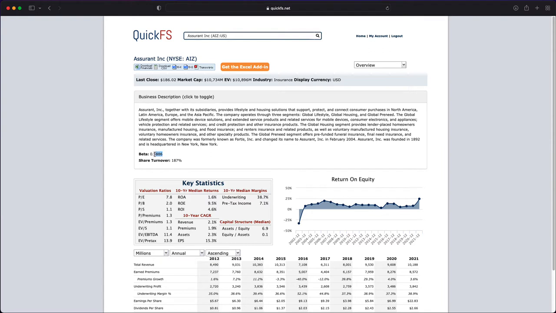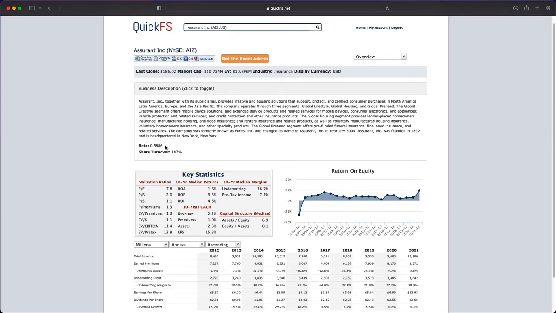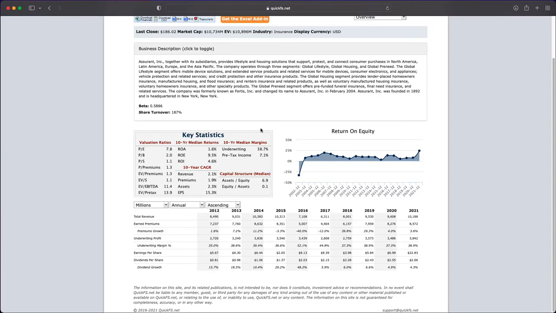The beta of 0.5886 gets really interesting to me. Anytime the beta is substantially below one, that implies it's relatively lower volatility. Lower volatility on the stock price a lot of the time means lower volatility in the business. Not always, but it's an interesting fact that you want to highlight when you see it.